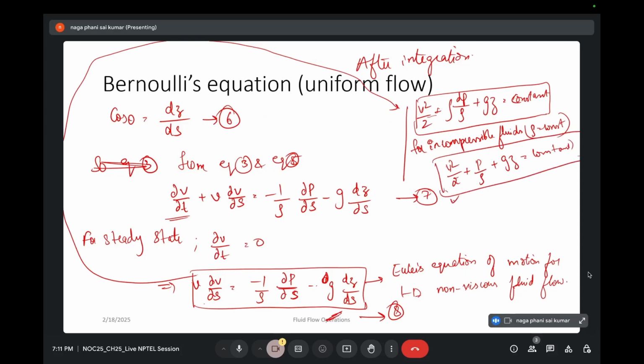Kinetic head plus pressure head plus potential head will be constant. So if you multiply them by rho, you will get rho v square by 2 plus p plus rho gz, that is equal to constant.